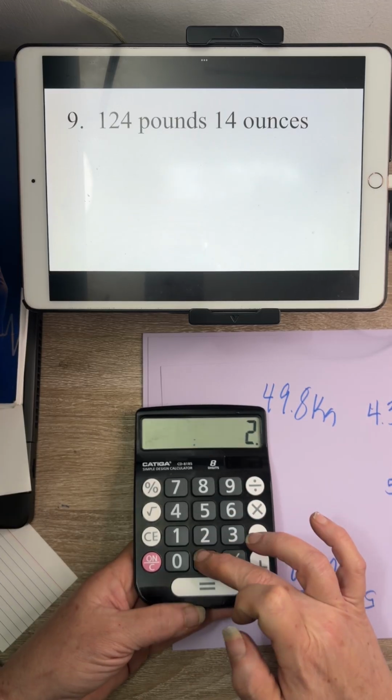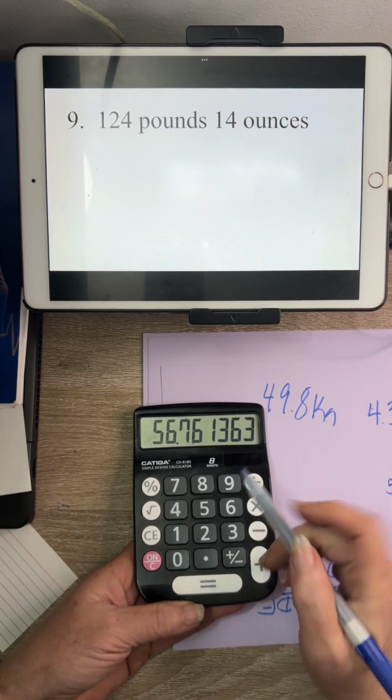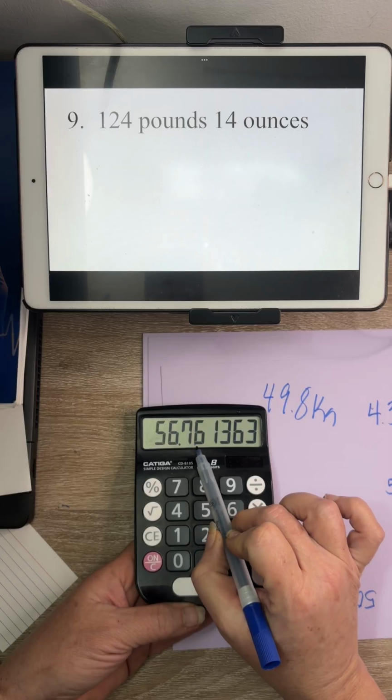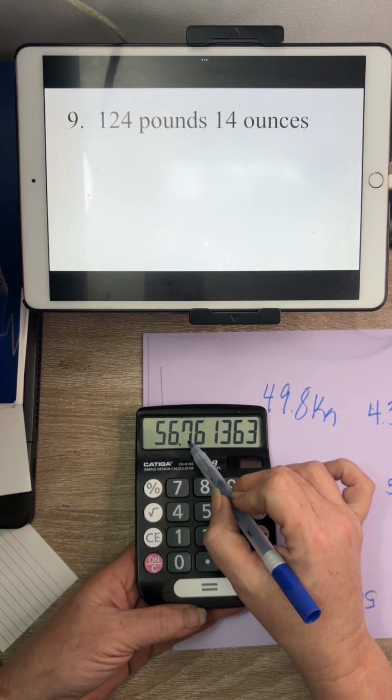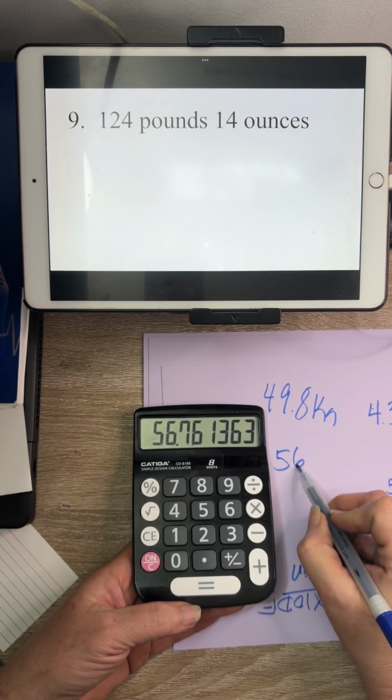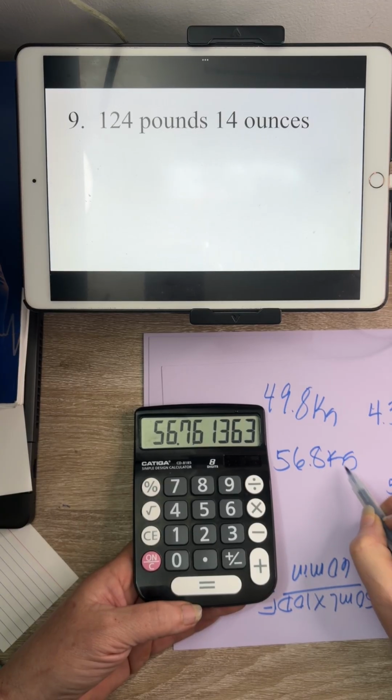We're dividing it by 2.2. And that's, you see, 56.76. So that 6 will make that 7 an 8, and there'll be 56.8 kilograms.